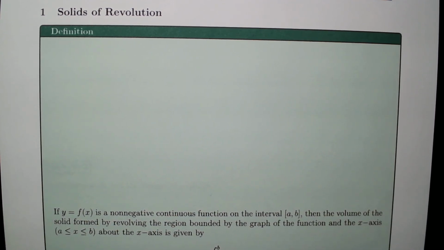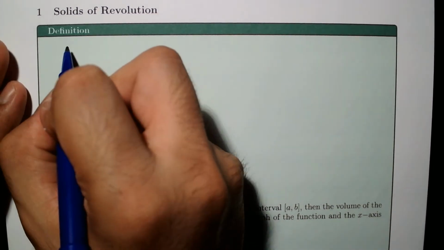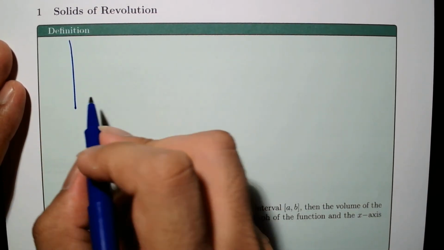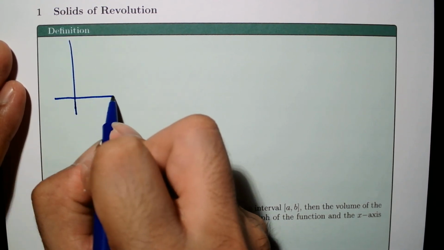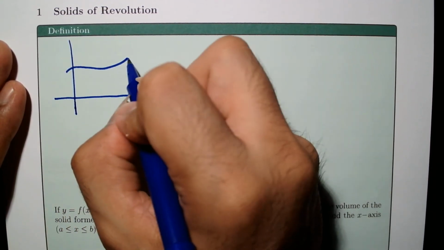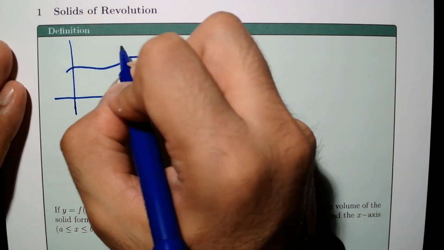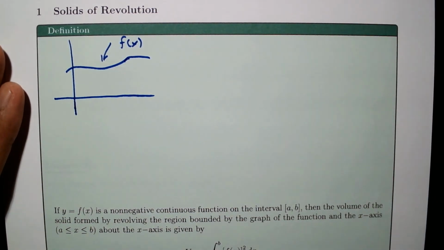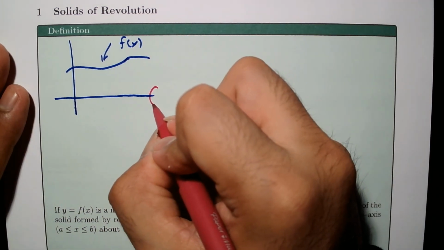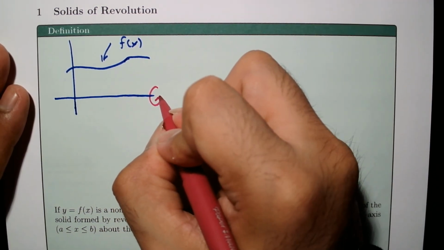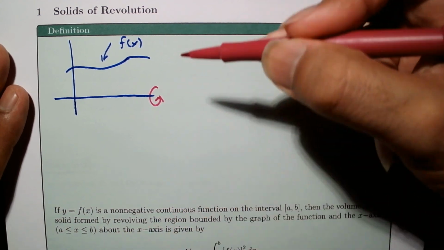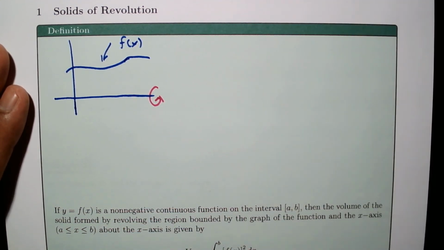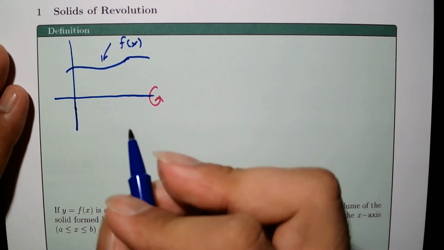Alright, so I'm going to draw the graph of some function, maybe any function f of x. This is f of x. So this is what we're going to do here. I'm going to rotate the graph about the x-axis. If we do that circularly, we are going to generate a solid. We're going to get a 3D image.